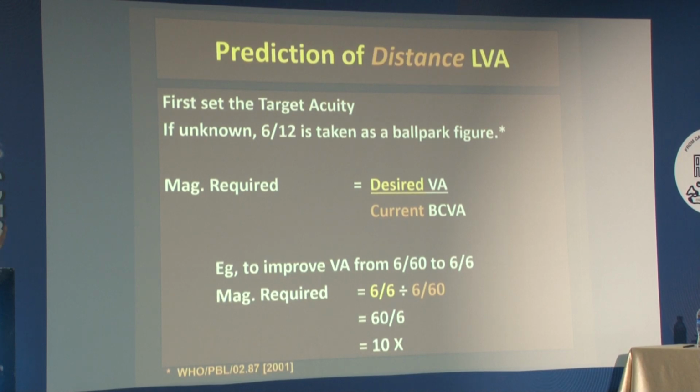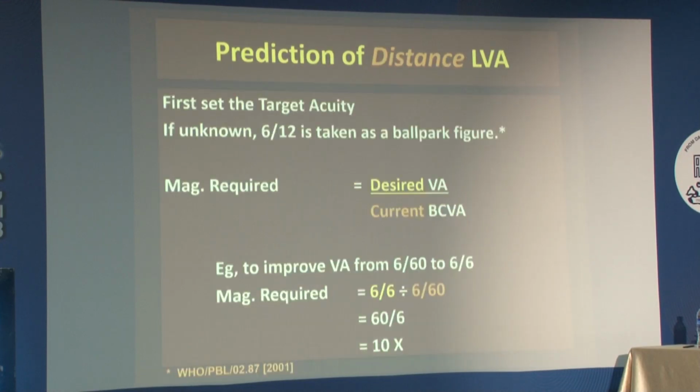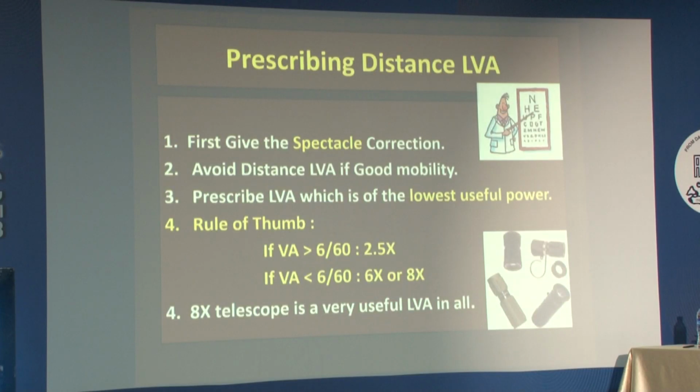So there are two ways in which you can prescribe distant telescopes. Number one is thumb rule. In thumb rule, you just give a telescope of 2.5x to a person who has got visual acuity of 6/12. For lower visual acuities, you give, oh, I think I've got it here. Yeah, sorry. So two ways, as I said, one is the thumb rule and the other is to predict the actual magnification.